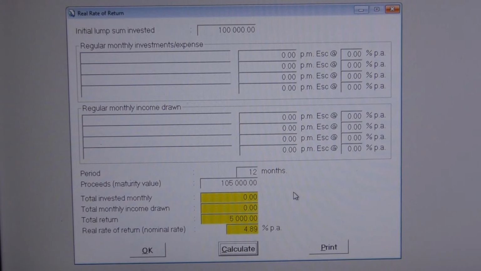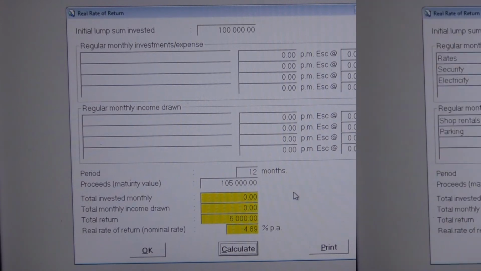The fund claims a growth rate of 10%, while you say it looks more like 5%. The fund took your 100,000, paid costs and commissions of 5,000 and invested 95,000. After 1 year, they paid you 105,000, which they say is just over 10% return. You say you gave them 100,000 and they gave you back 105,000 a year later. That's 5%, right? The program shows a real rate of return nominal rate of 4.89%.